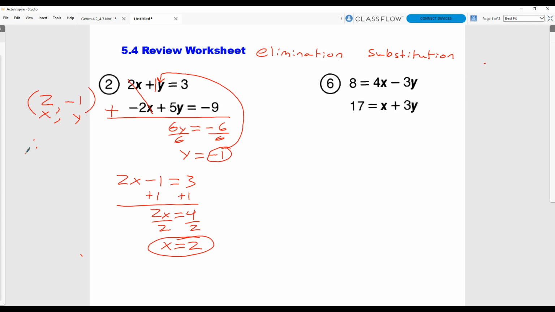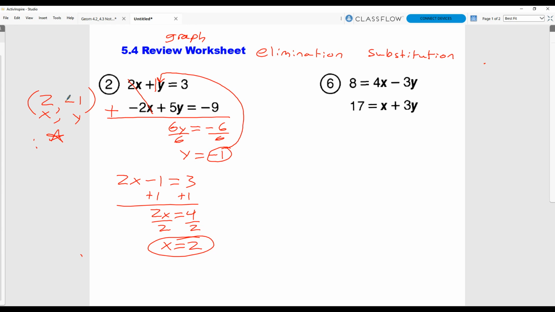And on this worksheet, there's a graph that you have to find your answer on. So go to your graph, take a look at this 2, negative 1, and find where that point is. Okay, so let's take a look at number 6.